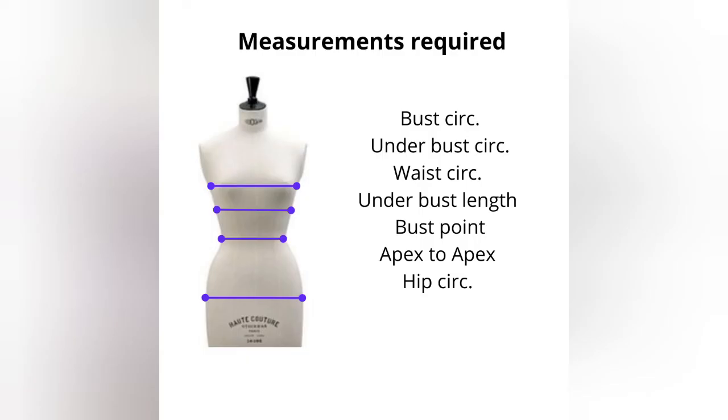So the measurements we'll be needing, aside from having your block, we'll be needing your bust circumference, your underbust circumference, your waist circumference, your underbust length, your bust point, your apex to apex, and also your hip circumference. These are the measurements that we'll be using for our corset.